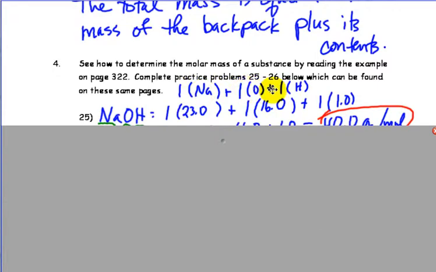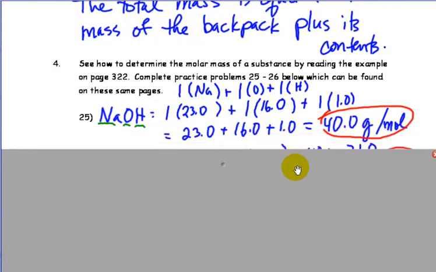1 sodium, 1 oxygen, 1 hydrogen. So if you look up sodium, it's 23. Look up oxygen, it's 16. Look up hydrogen, it's 1. So 40.0 grams per mole.